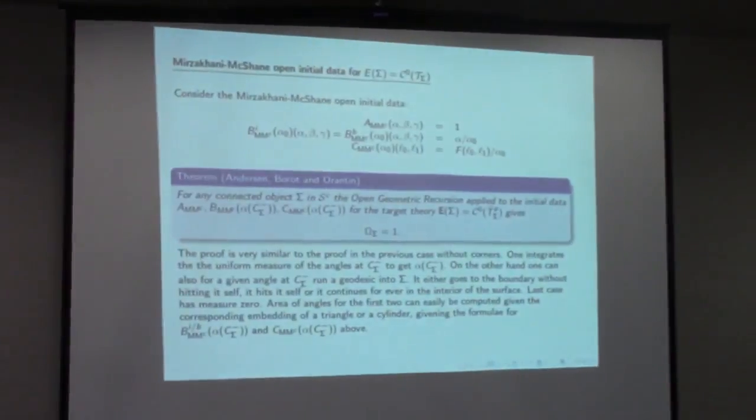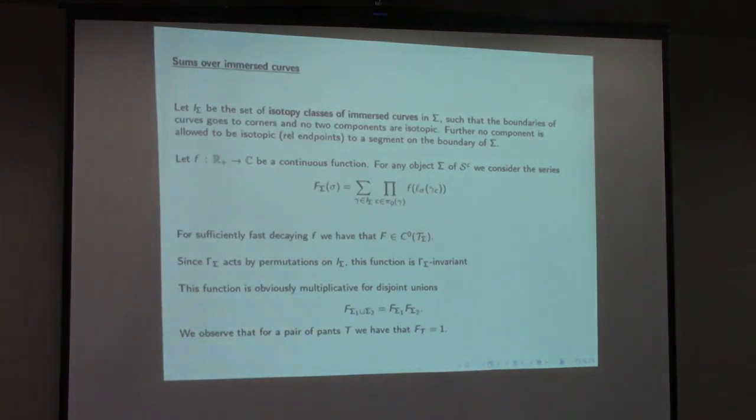And so now that's great because remember before it was really essential we had this partition of unity. Because with this partition of unity we can do many more things now. So let's face it. Let's look at immersed curves. So I_sigma will be the set of isotopy classes of immersed curves in the surface, such that the boundaries of the curves go to corners. So now it's arcs, it need not be closed curves, right? It could be arcs, but they have to go from corner to corner. And no two components are isotopic. Further, no component is allowed to be isotopic, rel boundary points, to a segment of the boundary.